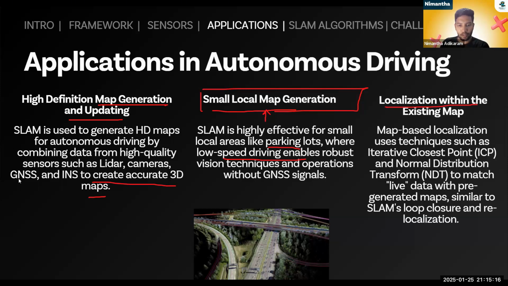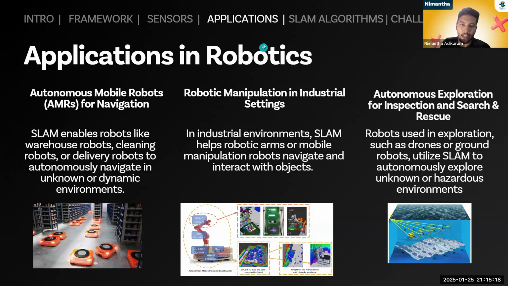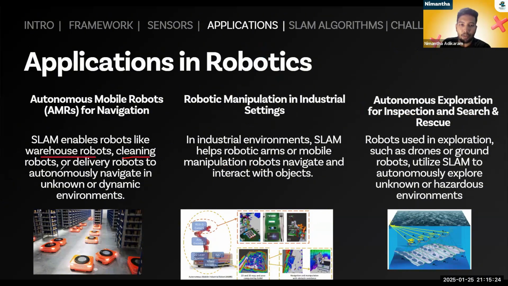Now moving on to robotics, we have autonomous mobile robots like warehouse robots, cleaning robots, and delivery robots, which can be used in dynamic environments. I will explain in the last slide what dynamic environments are. We will use SLAM to navigate there. In robotic manipulation, like robotic arms and mobile manipulation robots, we need to interact with objects. In this picture as well, we need SLAM to map and interact with the objects.